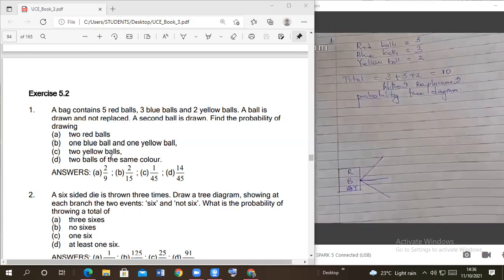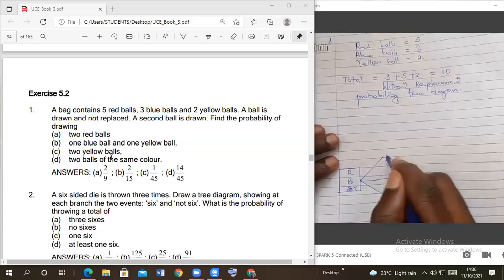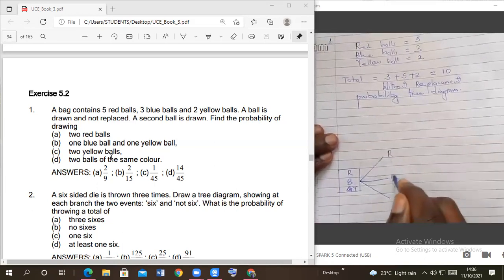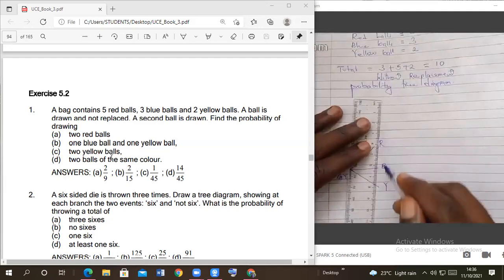How many times was the ball drawn? How many times? 2 times, not so? Yes. So we have red, blue, and then yellow. So that was the first time.